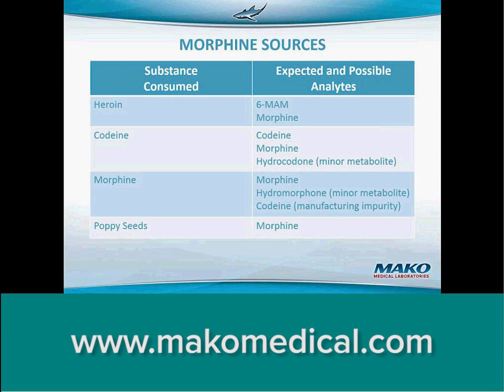If heroin is consumed, the expected and possible analytes are the heroin metabolite 6-monoacetylmorphine as well as morphine. If codeine is consumed, the expected and possible analytes include codeine, morphine, and hydrocodone as a minor metabolite. If morphine is consumed, the expected and possible analytes include morphine, hydromorphone, which is a minor metabolite of morphine, and then codeine, which is a manufacturing process impurity. And then lastly, there we have poppy seeds, and the expected and possible analyte for that would be morphine.